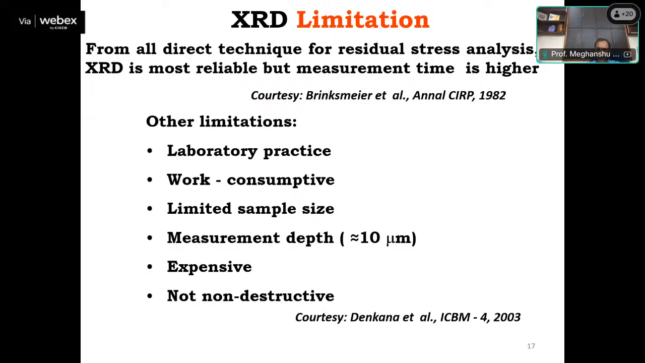It is 10 micron, because the depth of penetration of X-ray inside the material is 10 micron. So you can assess the health of the component only up to 10 micron thickness. I repeat, this technique is expensive because the initial cost is 1 crore rupees. Since we have to cut the sample from the component, this technique comes under the category of not non-destructive technique.